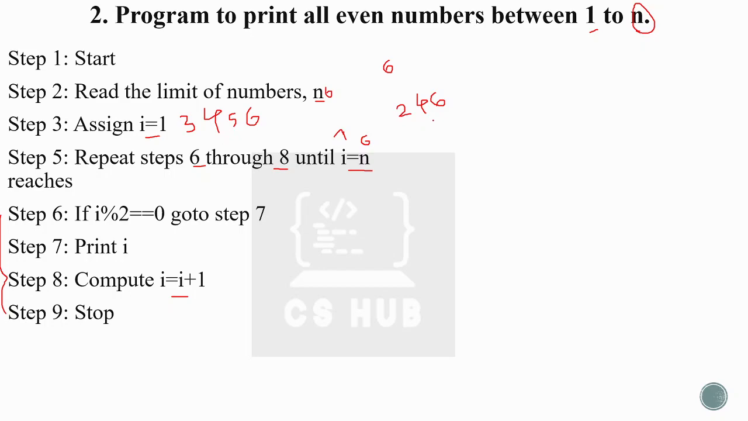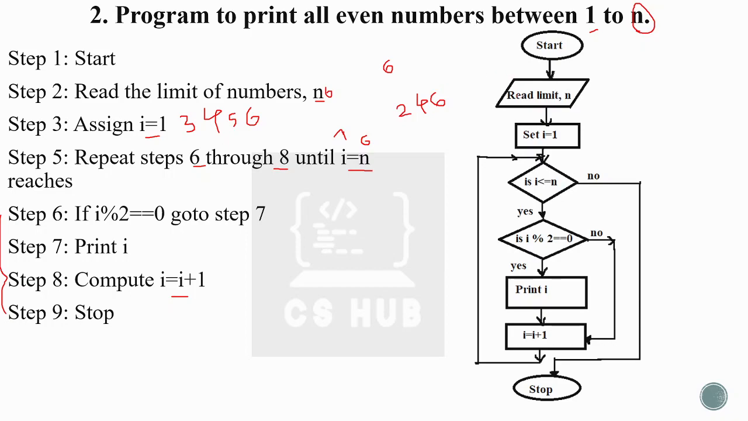Then we can draw the flowchart. This is the flowchart. Two checkings are there. First thing is a terminal for starting. Then we read the limit n. Then we set I equal to 1. Next we check whether I is less than or equal to n.